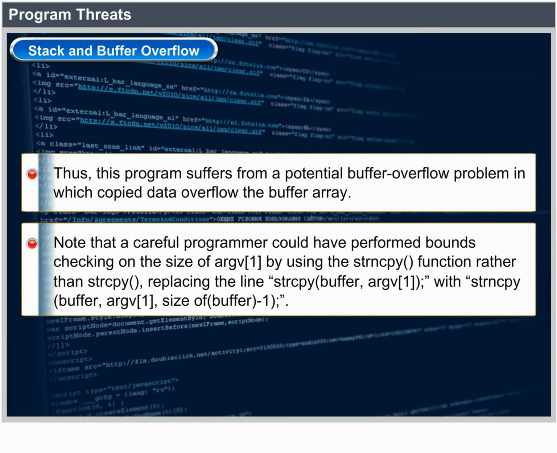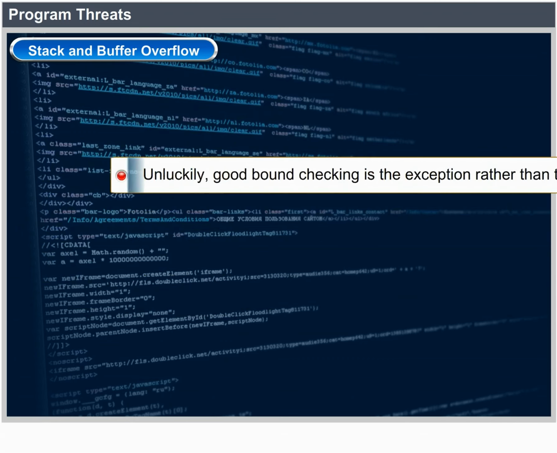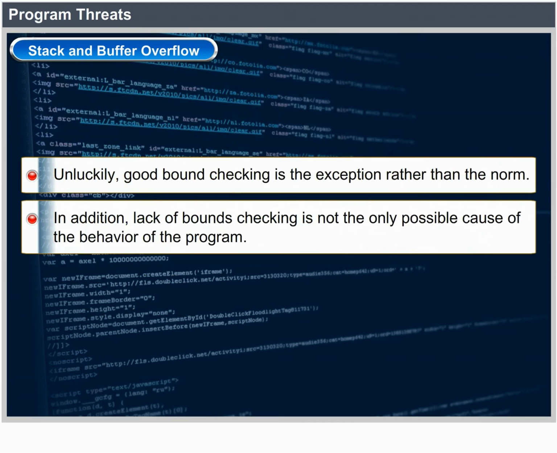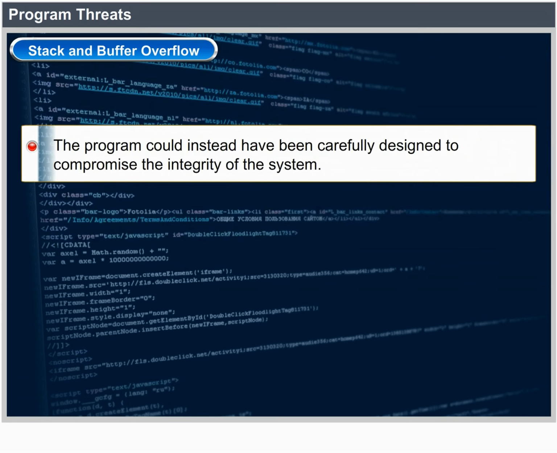Unfortunately, good bounds checking is the exception rather than the norm. Furthermore, lack of bounds checking is not the only possible cause of the behavior of the program in the figure above. The program could instead have been carefully designed to compromise the integrity of the system. We now consider the possible security vulnerabilities of a buffer overflow.